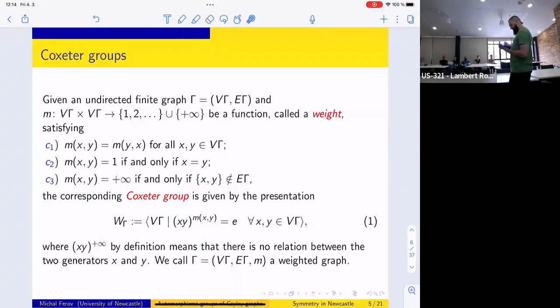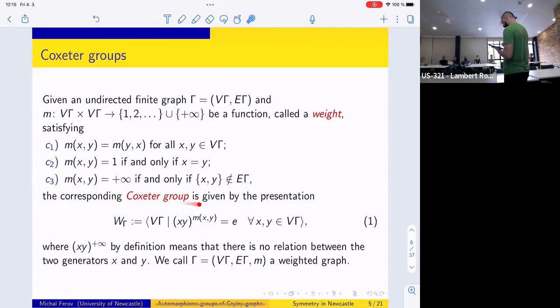And I also have a function that works on the Cartesian product of the vertices, which we call weight, and we want some properties for that. So first, I want it to be symmetric. So if I switch the vertices, the number is the same. If the two vertices are actually the same, the number is 1, and the number is infinity if and only if the two vertices actually do not span an edge.